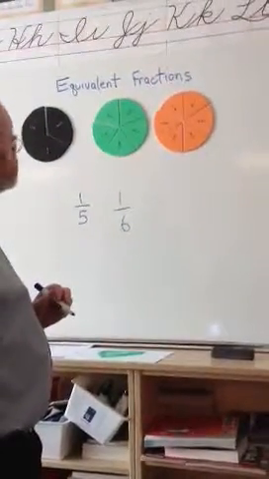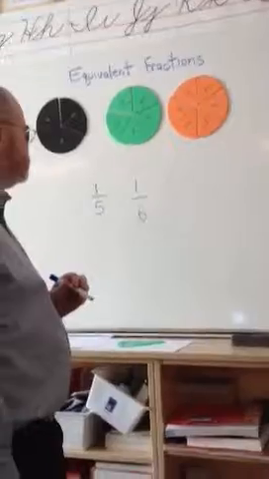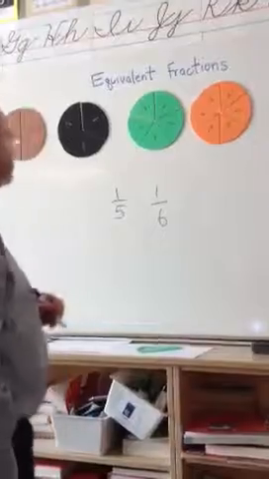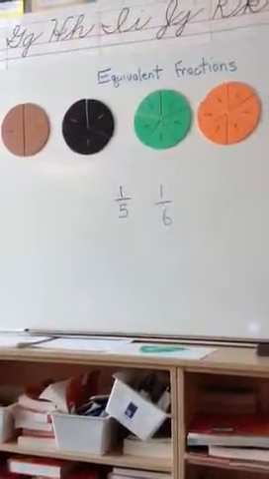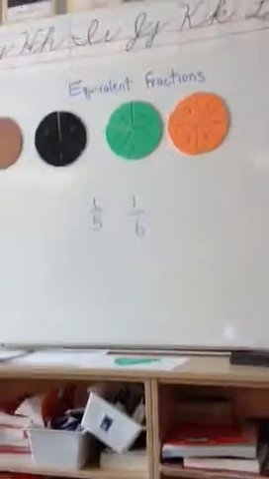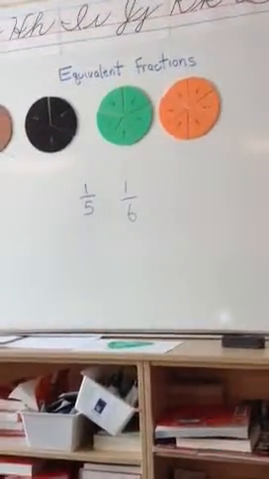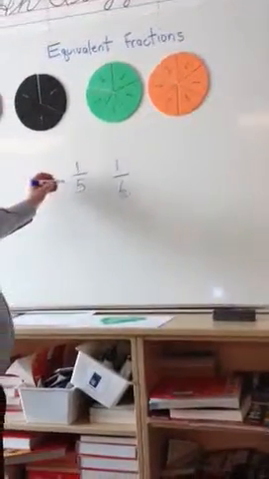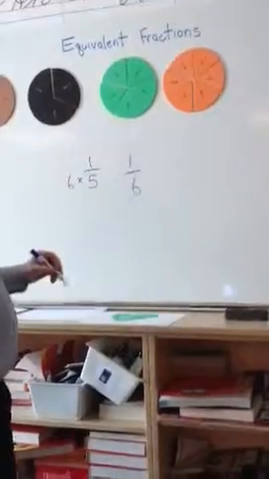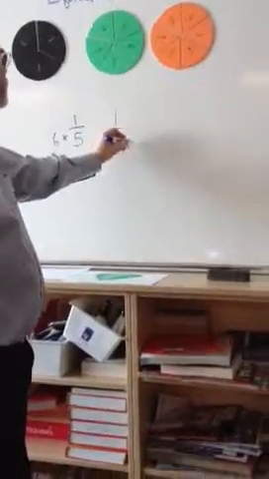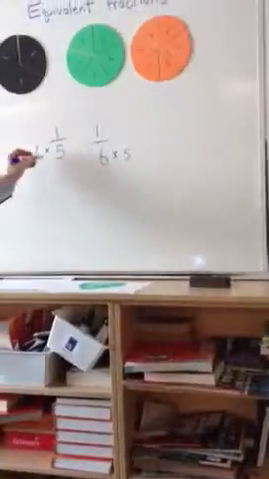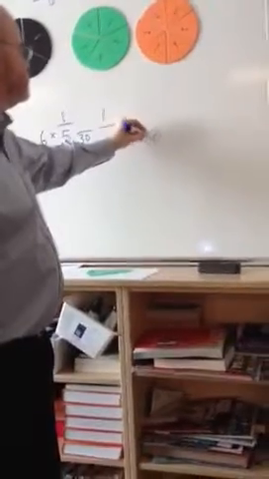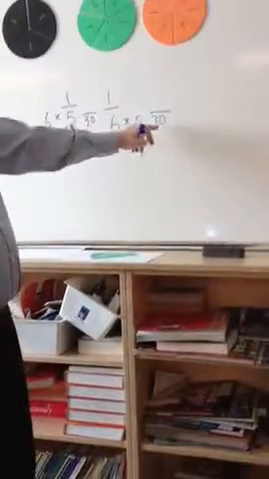We need to think about what number is divisible by both of these. In the case of 5 and 6, the smallest number we would think about is 30, because 5 goes into 30 6 times, and 6 goes into 30 5 times. That would mean we'd have denominators that are 30 and 30.